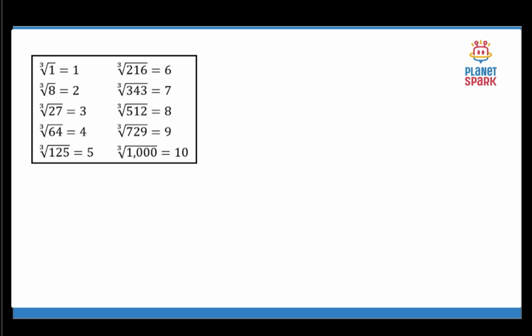Further, we are given that 1 cube is 1. Cube root of 8 is 2, cube root of 27 is 3, cube root of 64 is 4, cube root of 125 is 5, and so on till cube root of 1000 is 10.